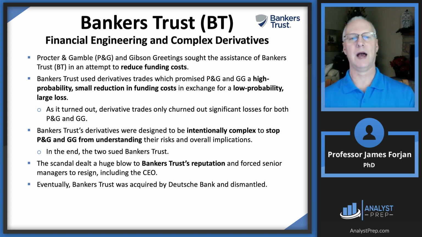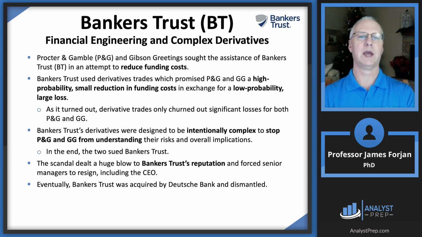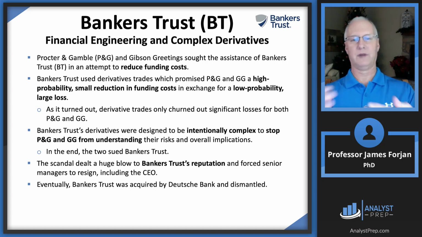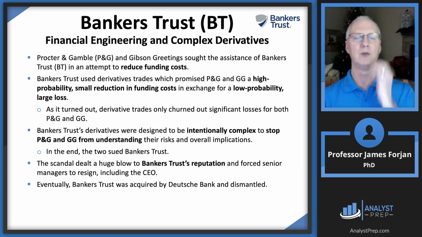But essentially what happened here was that both Procter & Gamble and Gibson were trying to manage their interest rate risk on a fixed rate, relatively short-term note. In Procter & Gamble's case, they were trying to hedge about $40 million worth of an interest payment. It was a fixed payment. So what they wanted was to be able to, if interest rates fell, pay a lower rate. Gibson Greetings was in a similar case, but their amount wasn't even 40 million. I think it was 20 or 25 million.